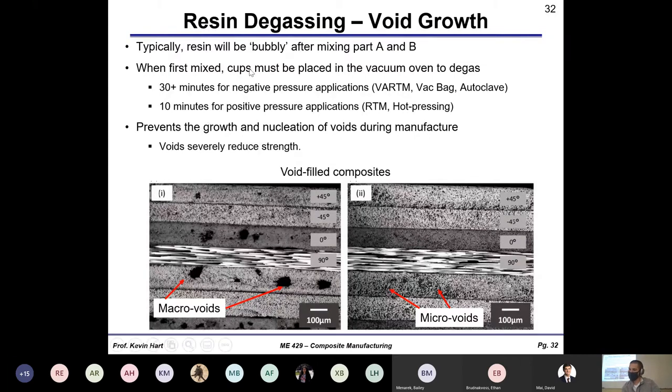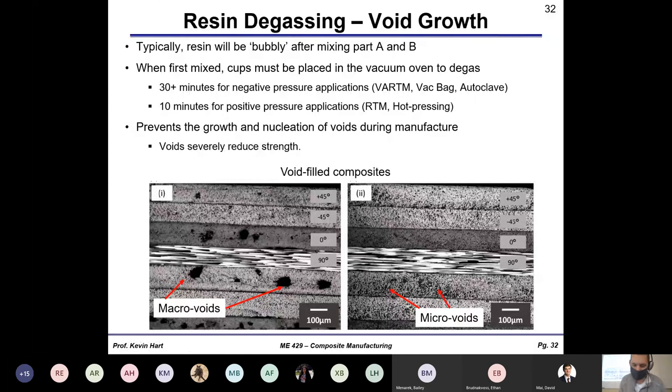So when you first mix, these cups are going to be placed into a vacuum oven to degas. And the process that you're going to use requires more or less degassing. If you're going to use the resin in a positive pressure application, like resin transfer molding, because you're pushing the resin through the mold, you don't need as much degassing time as if you're going to have some vacuum process, right? That's because the vacuum process will, by standard physics, want to expand those voids. And so when you're going through a vacuum process like VARTM, vacuum bagging, autoclaving, etc., you'll need quite a bit of degassing time to make this happen.